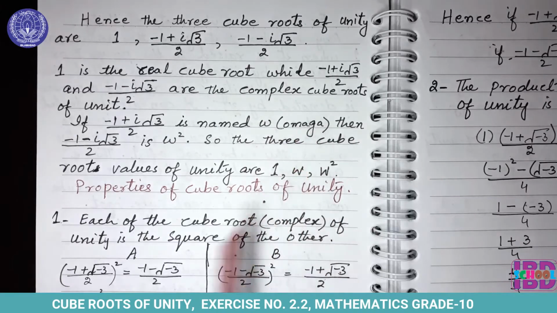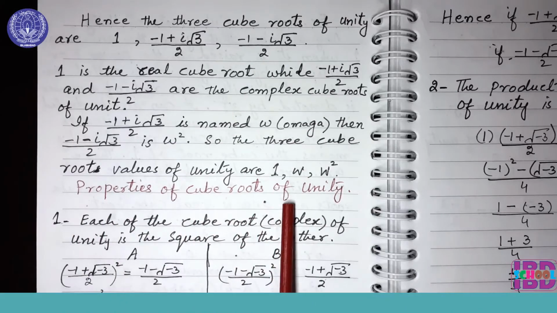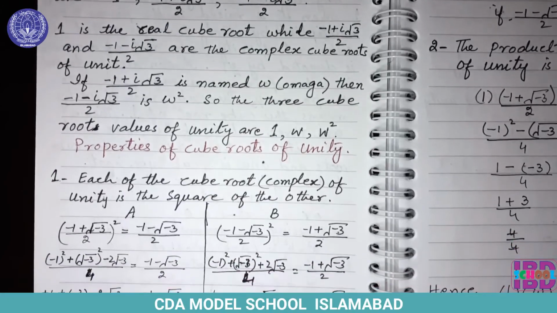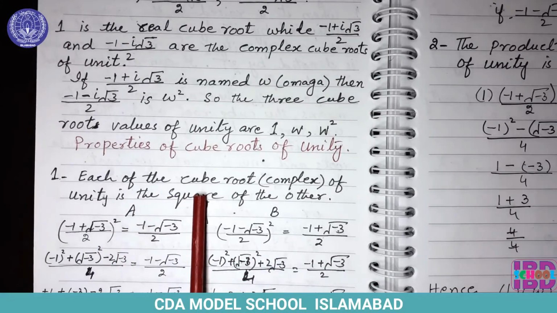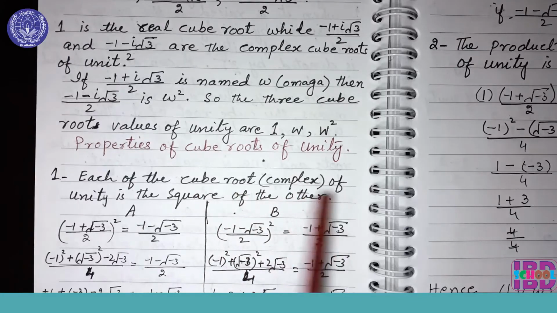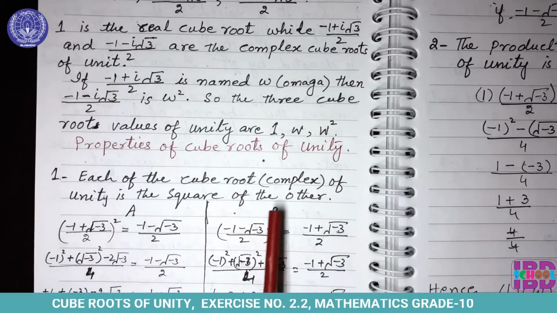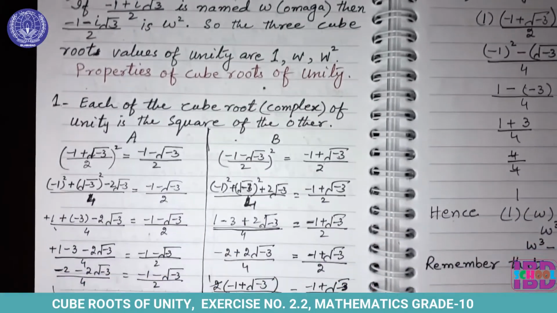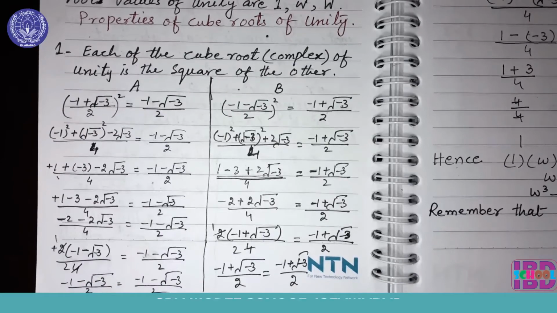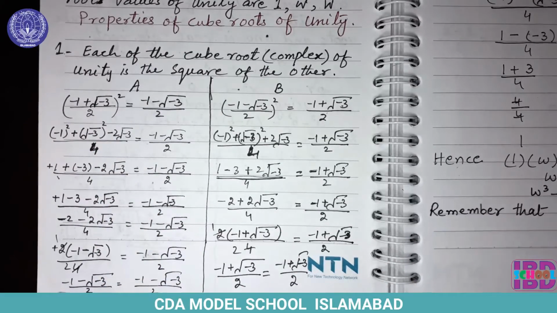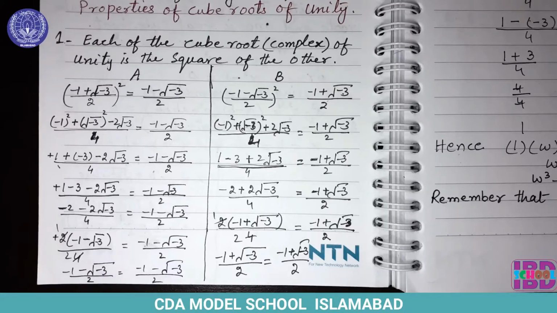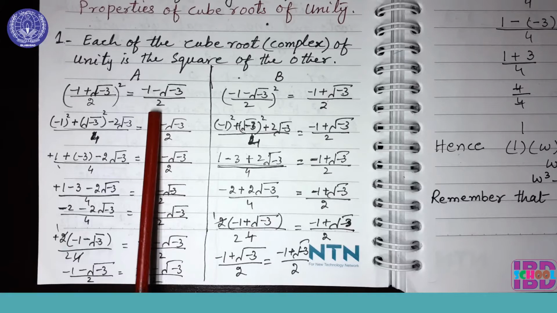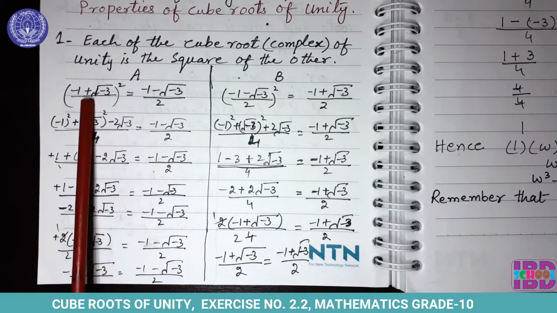Now let me explain some properties of cube roots of unity. Number 1. Each of the complex cube roots of unity is the square of the other. I can explain it. Here look, minus 1 plus under root minus 3 over 2 whole square is equal to minus 1 minus under root minus 3 by 2. Let's take the left hand side and open the square.